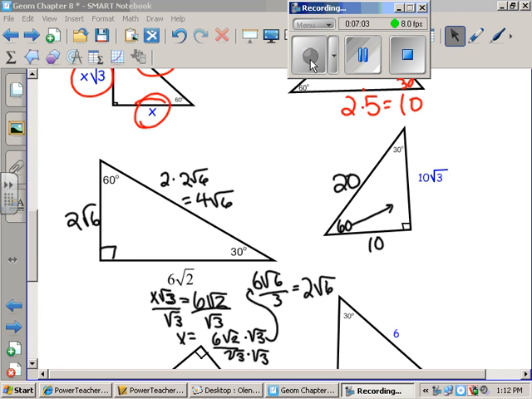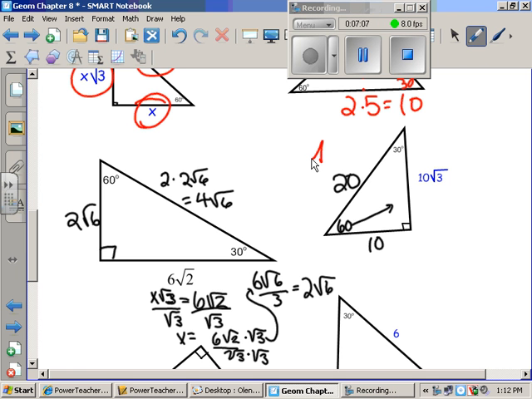Okay, so to start with this triangle over here, we've got the side across from 60 is 10 square root of 3. The side across from 60, remember, is x times the square root of 3, so x must be 10. So we can put 10 here. Then the hypotenuse is 2 times x, so it's 20.